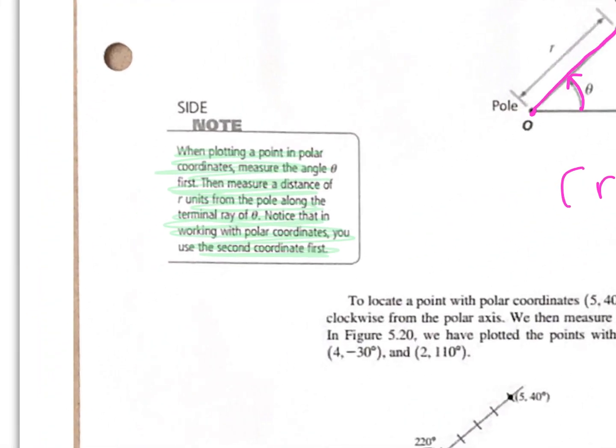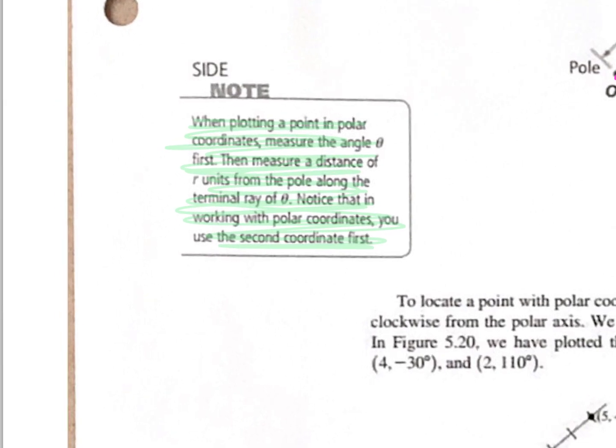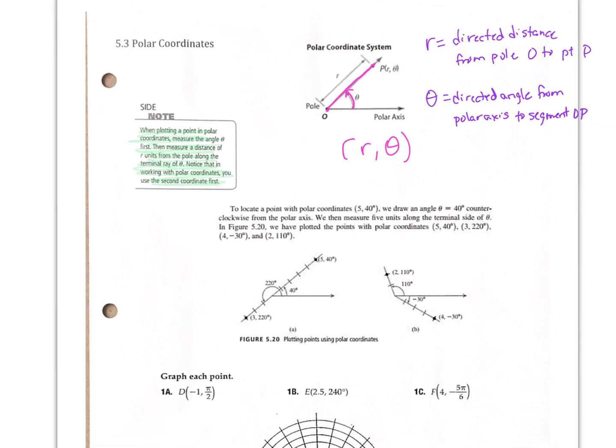So this little note over here, if you notice, it says when plotting a point in polar coordinates, measure the angle theta first. So we're gonna rotate around whatever the angle measure is, and then measure a distance of R units from the pole along where that terminal ray would be. Notice that in working with polar coordinates, you use the second coordinate first. Okay, so keep that in mind.